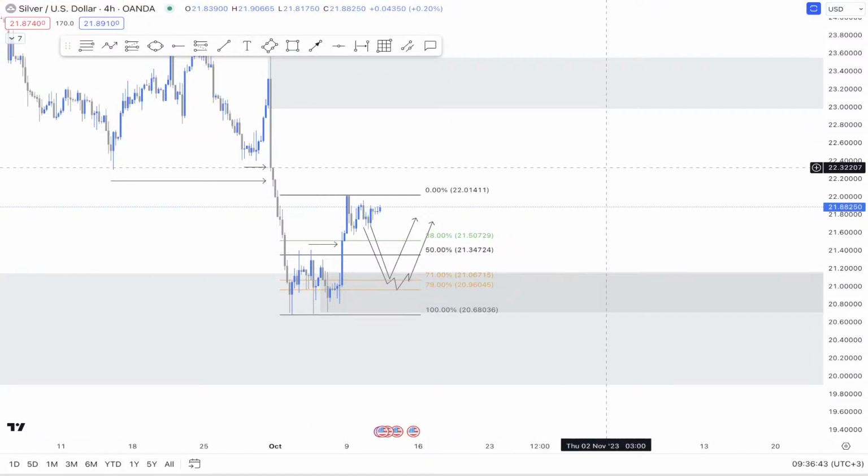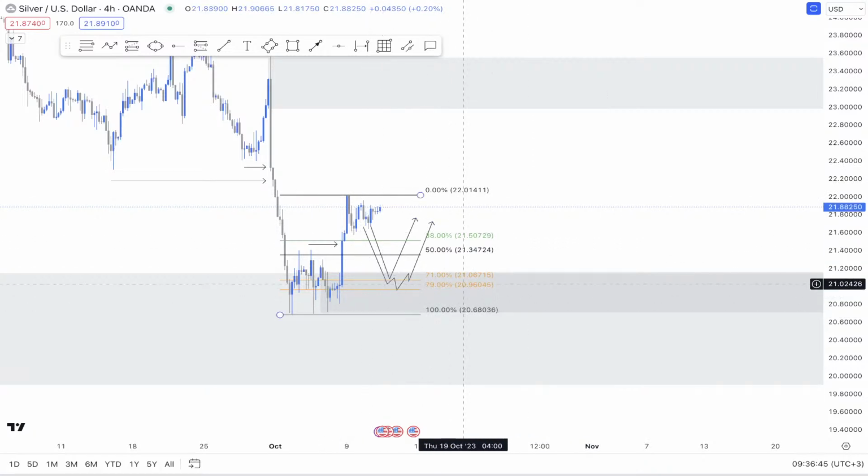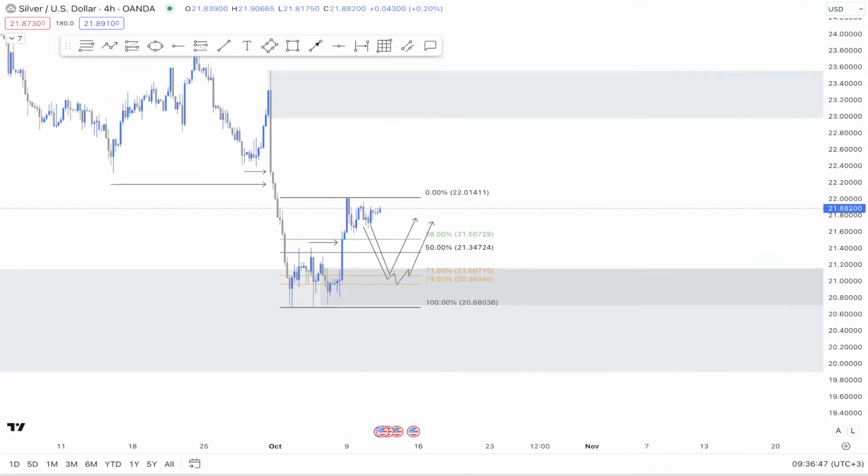Like I said, all we want to see is a corrective pullback towards our fire zone in order to pull the trigger. That being said, this pretty much ends today's metals analysis. As always, make sure to let us know in the Discord if there's any questions.